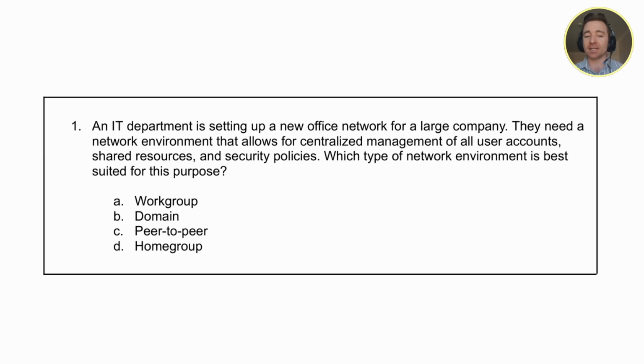Question 1 reads, an IT department is setting up a new office network for a large company. They need a network environment that allows for centralized management of all user accounts, shared resources, and security policies. Which type of network environment is best suited for this purpose? Is it A, workgroup, B, domain, C, peer-to-peer, or D, home group?